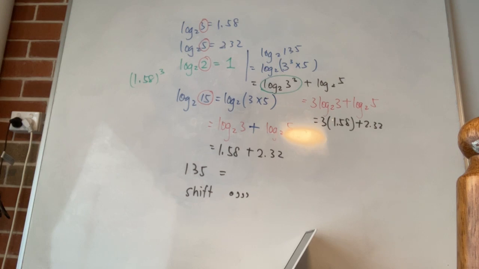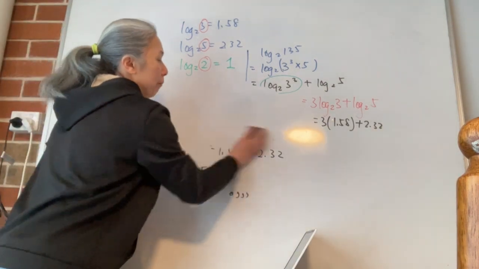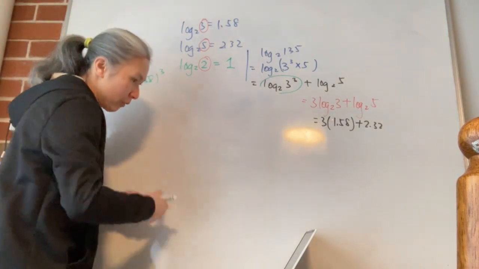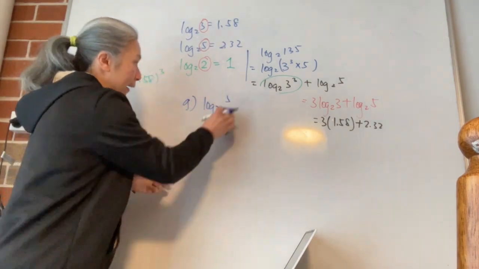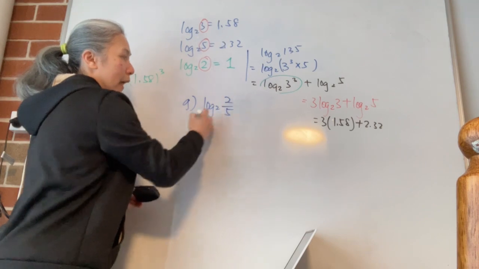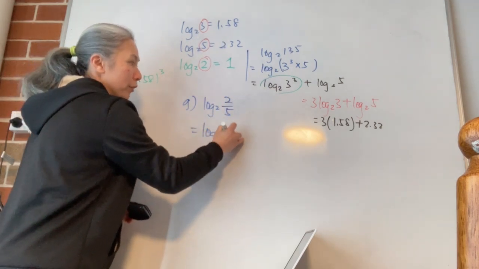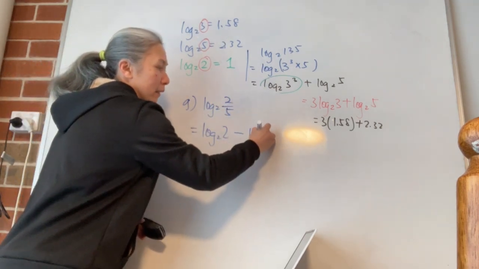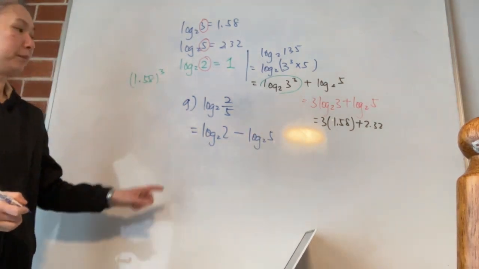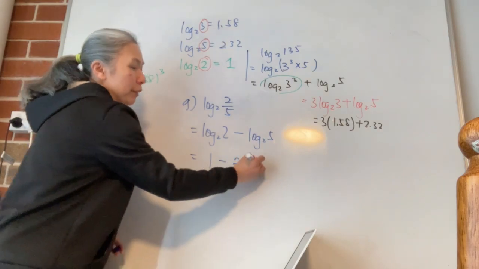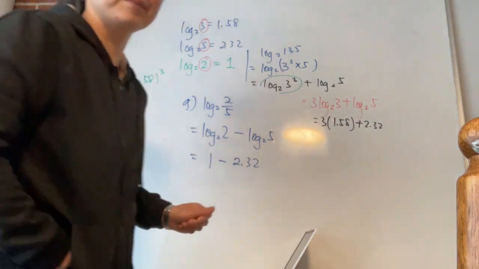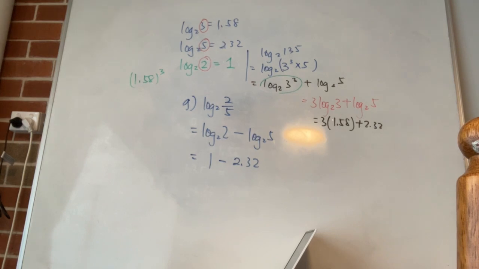Okay, and this one is going to be log base 2 of 2 minus, because divide means minus. So this one is question G. When you have log base 2 of 2 over 5, that means log base 2 of 2, divide means minus, log base 2 of 5. Then you can sub in the numbers, which is 1 minus 2.32.